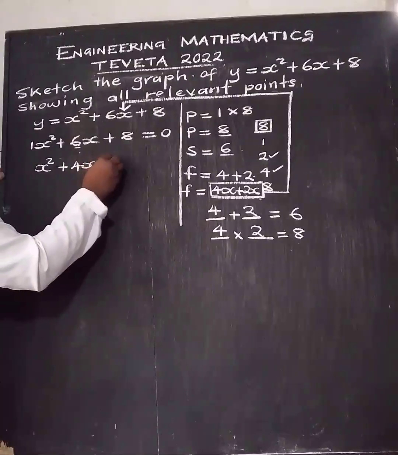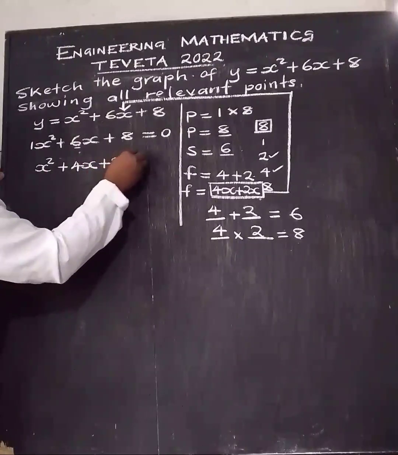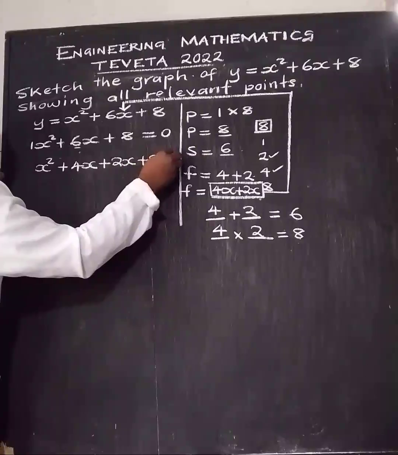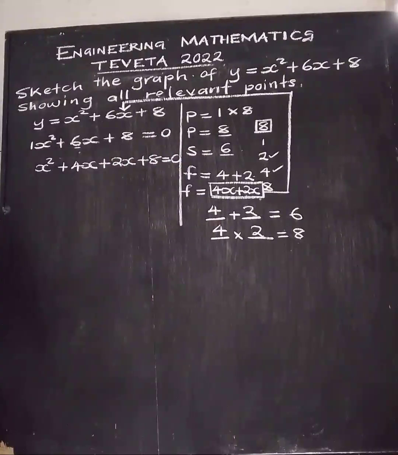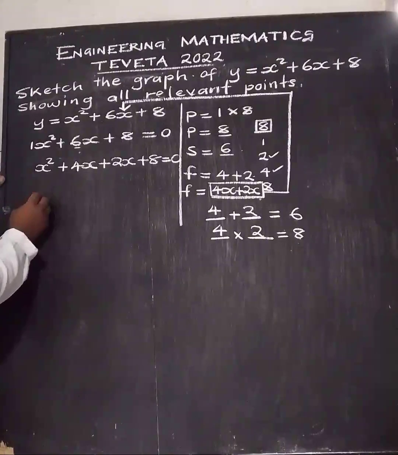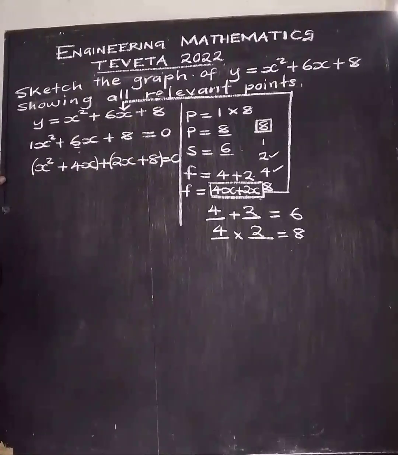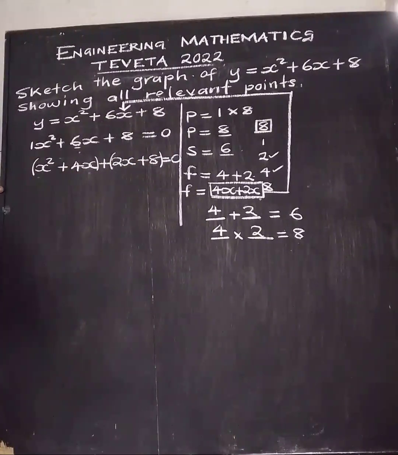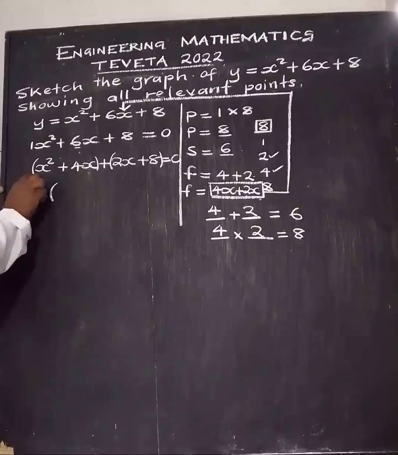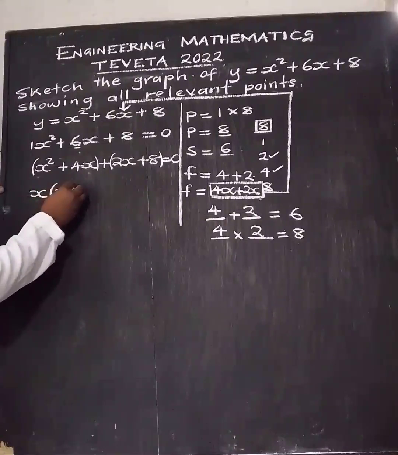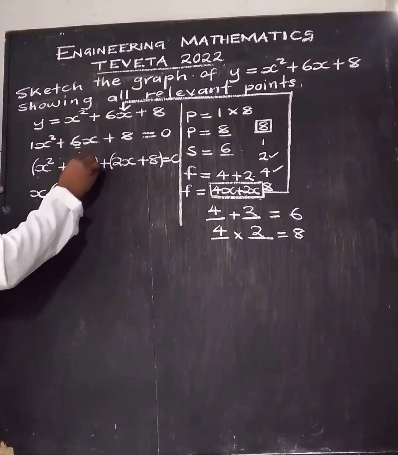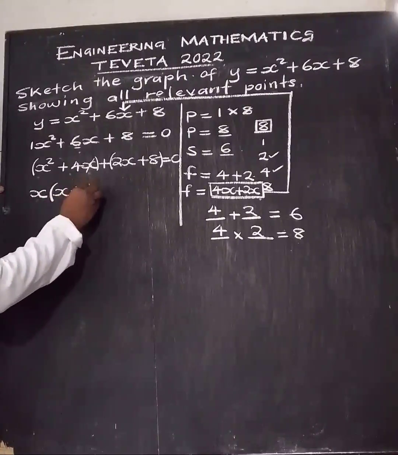x cubed plus 4x squared plus 2x plus 8 equals 0. Okay, so we can now factorize this. We have two pairs, this one as well as this one. In the first pair, what is common? x is common. So you say x is common, then you open the brackets. x into x squared, you're going to have x squared plus; this x and this x are going to go, we're going to remain with 4.